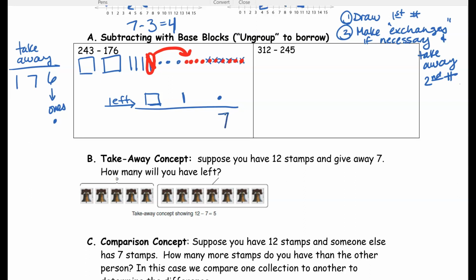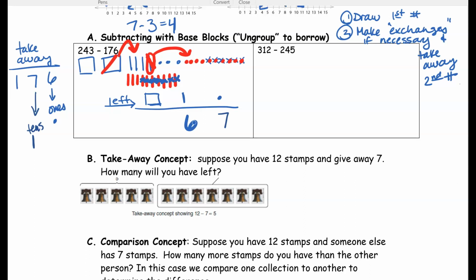And then for the longs, I'm trying to take away 7 tens, which is longs. So I don't have 7 to take away. So I'm going to exchange one of these flats for 10 longs. 1, 2, 3, 4, 5, 6, 7, 8, 9, 10. Okay, now that I've made my exchange, I'm going to cross off and I'm going to take away 7 of them. So 1, 2, 3, 4, 5, 6, 7. And I'm left with 1, 2, 3, 4, 5, 6 left over.